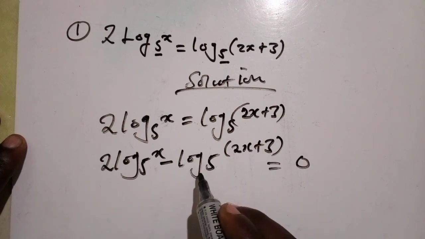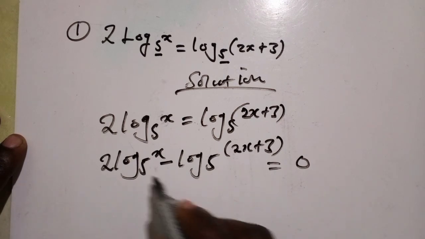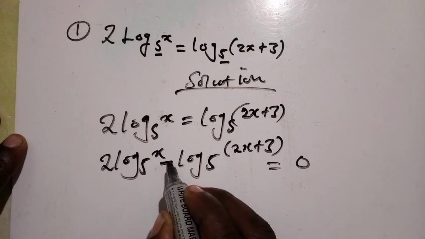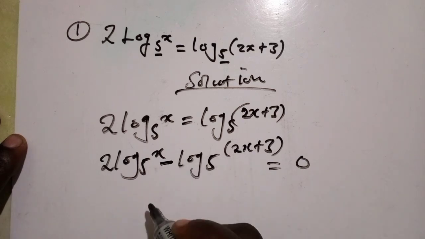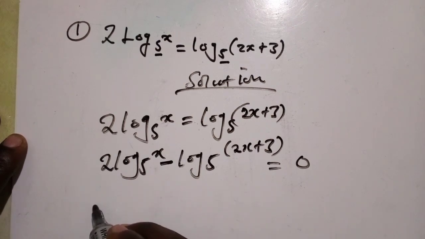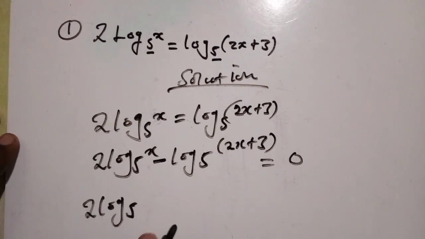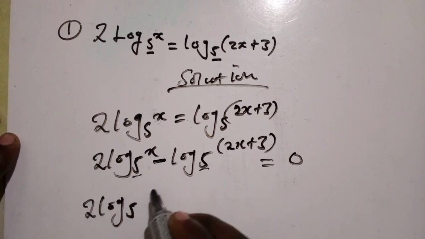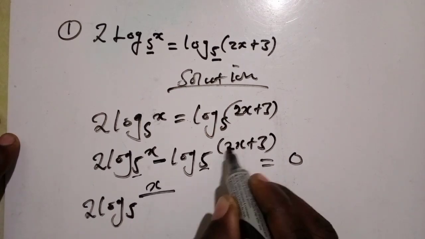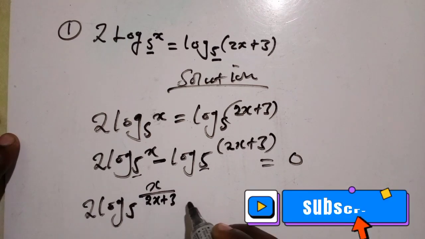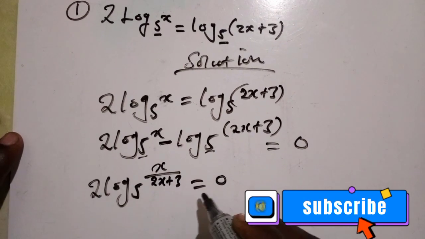Here, we have the same base, so we only get one log. When there's a negative, that means we are dividing. So it will be 2 log base 5, and we only get one log because the bases are the same, base 5. So x will be divided by this term, 2x + 3, then equals 0. I hope you're following me.